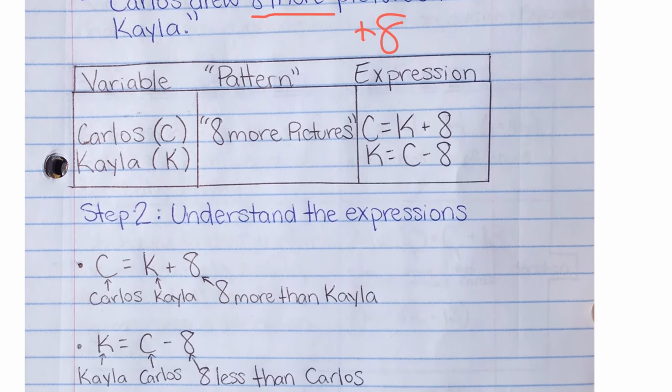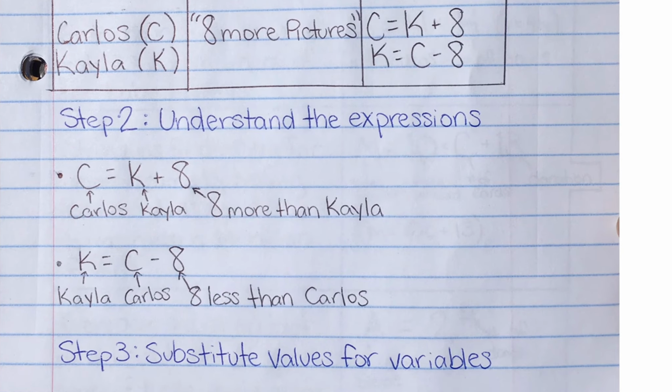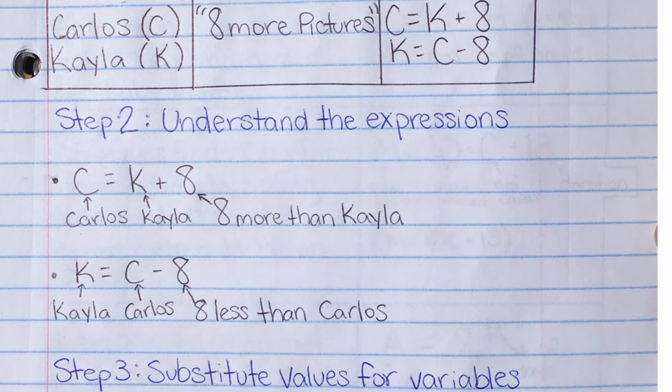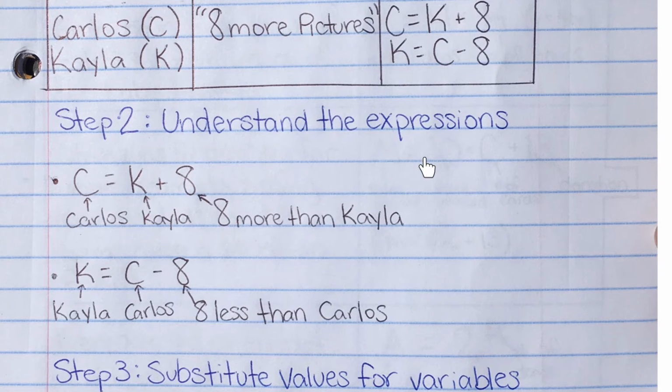So step 2 is to really be able to understand what we're doing with our expressions here. Step 2, understand the expression. We've broken it down here a little bit, where C equals Carlos, we know that. And if we're looking for Carlos's amount, we're going to start with him. We'll say C equals, because when we figure out C equals, it means Carlos is. K obviously refers to Kayla, and the plus 8 refers to the fact that Carlos drew 8 more than Kayla.